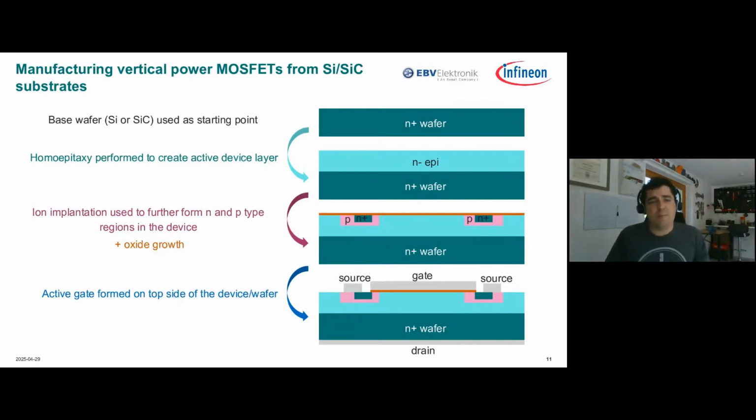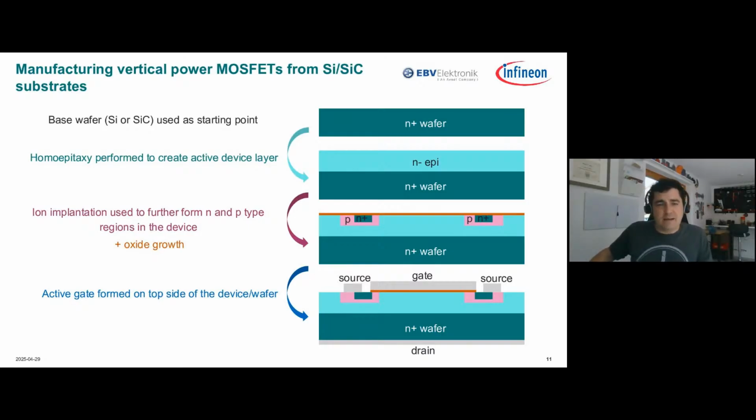Well, we make a vertical power device. Let's talk about a MOSFET to start with. It's just a simple planar vertical MOSFET. We start with that N+ wafer, which was grown as an ingot or a boule. We use homoepitaxy. So again, this vapor-based deposition of another material, but it's the same actual material. It's just N- doped instead of N+ doped. A very thin layer of that to create the drift region.